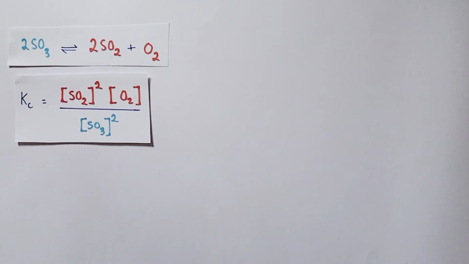Hopefully you wrote something a bit like this. We've got the SO2 raised to the power of 2 because there's a coefficient 2 for the product in the balanced equation, multiplied by the concentration of the oxygen, divided by the concentration of the SO3, also raised to the power of 2 because there's a coefficient 2 in the balanced equation for the reactant. This would be the Kc expression for this reversible reaction.